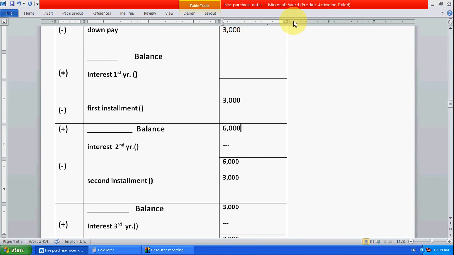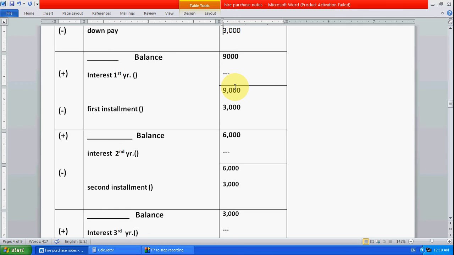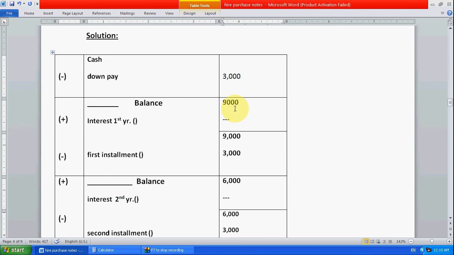Now this 6,000 came after deducting the first installment, so before it was 9,000. Check, is there any interest? Interest is already included in the installment, so before interest also it is the same 9,000. This 9,000 came after deducting the down payment, so before deducting it was 3,000 more. Add this 3,000 to 9,000, then it will become 12,000. The original cash we have paid is 12,000.